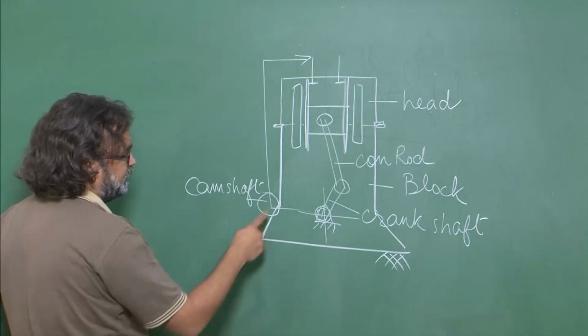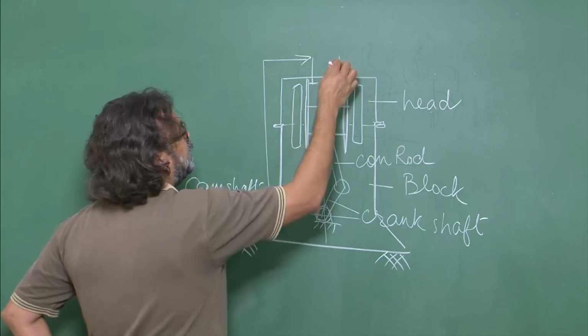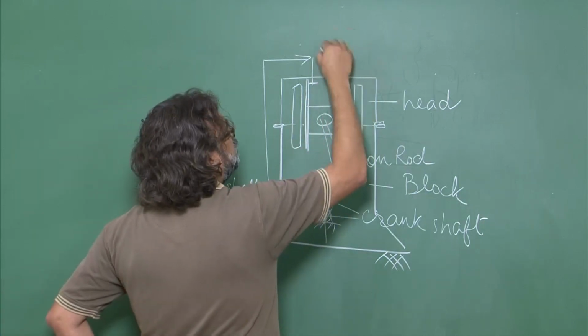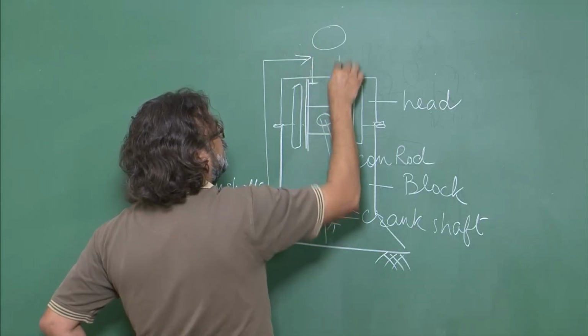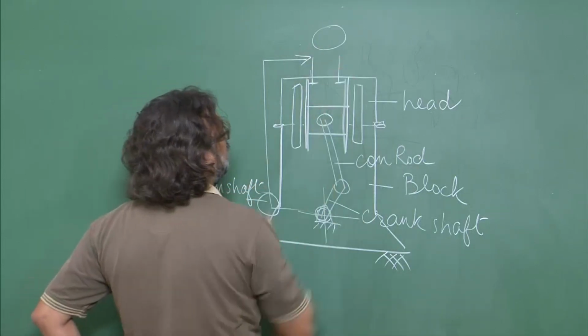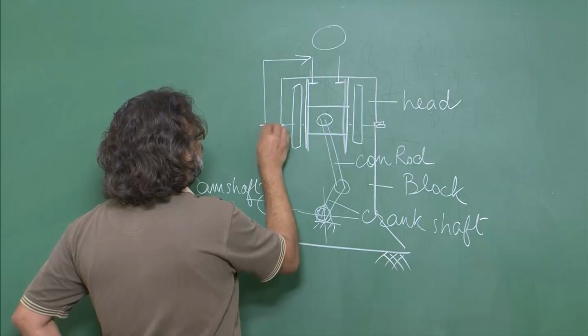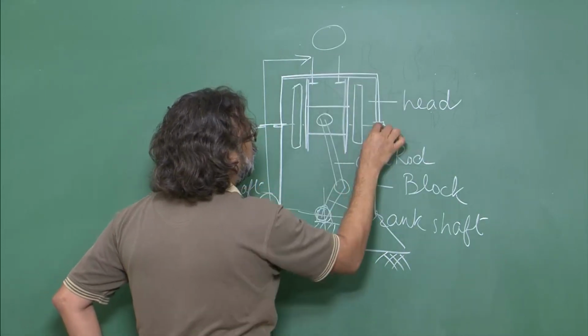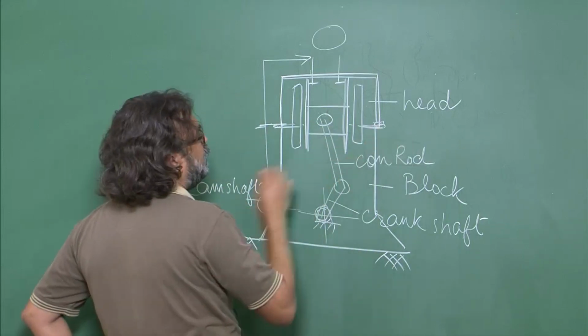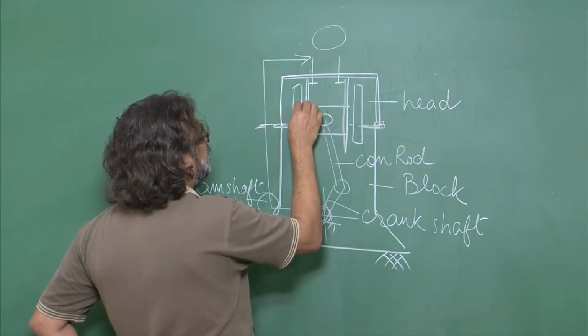So in certain designs the camshaft can be here, in certain designs the camshaft can also be on the top, and from here you can operate the inlet and the exhaust valve, for example. So this top portion of the engine is called the head of the engine.